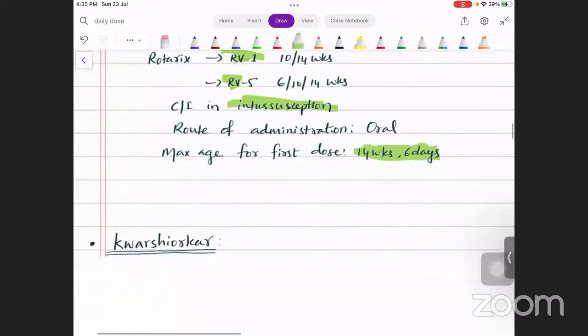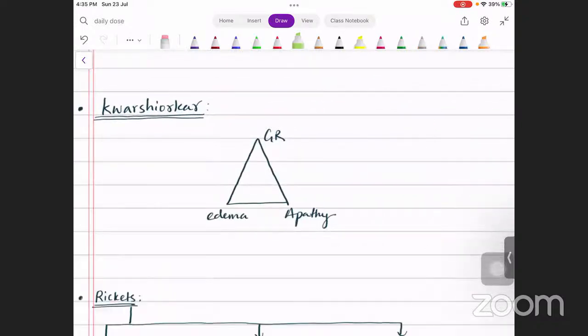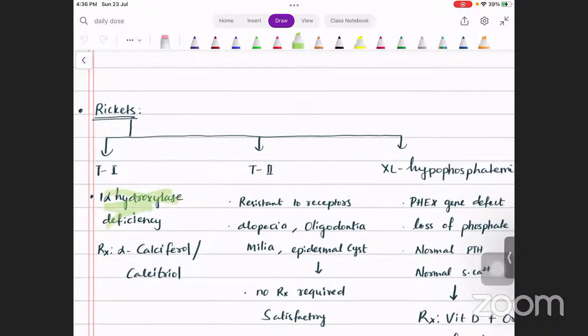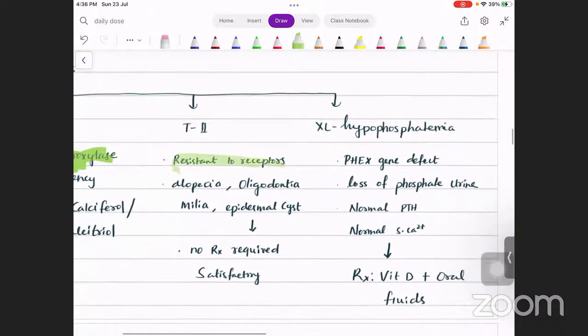Then kwashiorkor, a nutritional disease: growth retardation, apathy, and edema are the triad of symptoms. Rickets, we talked about already back in biochemistry. Types of rickets: type 1, 1-alpha hydroxylase deficiency; type 2, end organ receptor resistance; and type 3, PEX gene defect. For type 2, no other treatment is required, and vitamin D levels will be normal.